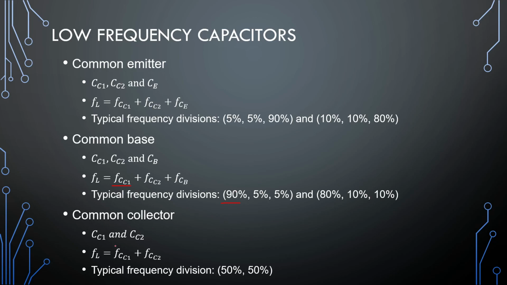Then for the common collector, we just have the two coupling capacitors, and there it's typical just to divide it up 50% between the two caps.